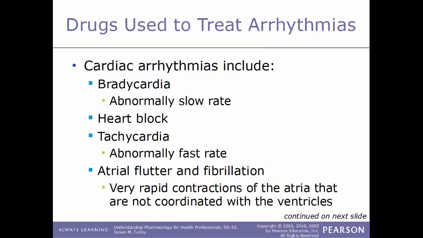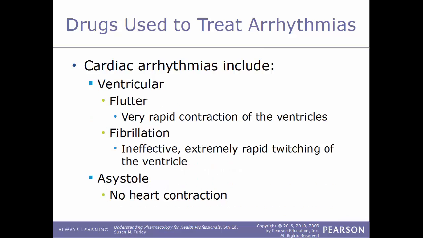Atrial flutter and fibrillation is where you have very rapid contractions of the atria that are not coordinated at all with the ventricles. You also have ventricular flutter and ventricular fibrillation. When it comes to flutter, that is a very rapid contraction of the ventricles. When it comes to fibrillation, this is an ineffective, extremely rapid twitching of the ventricles. You also have asystole, which is having no heart contraction at all.